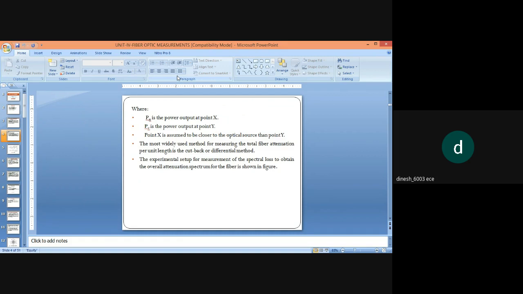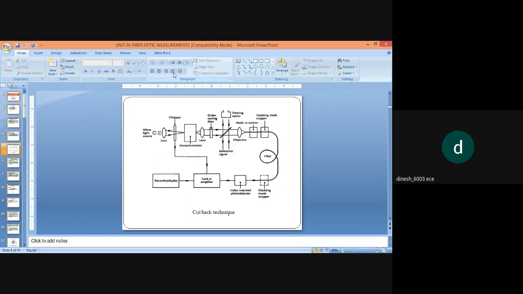The most widely used method for measuring the total fiber attenuation per unit length is the cutback method, or the differential method. The experimental setup for the measurement of the spectral loss to obtain the overall attenuation spectrum is shown in the following figure. So this is the cutback method.